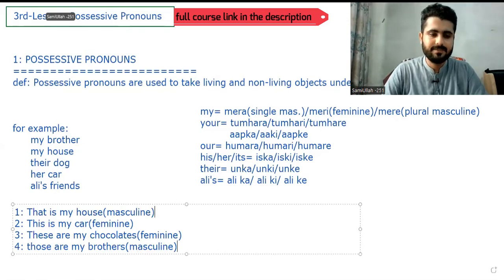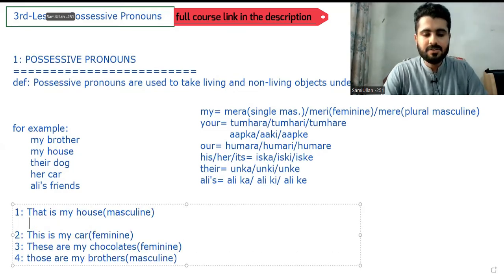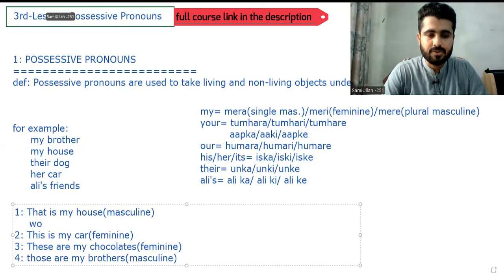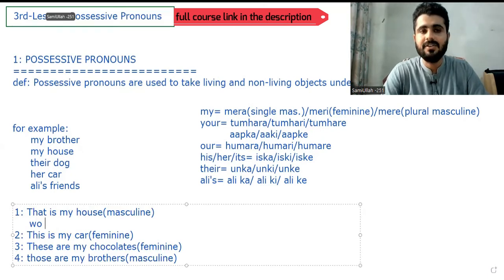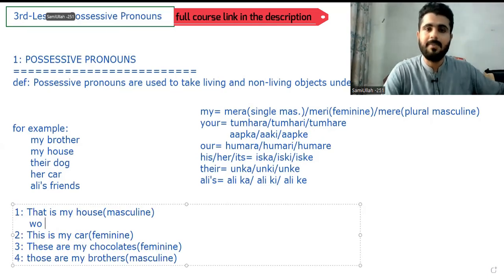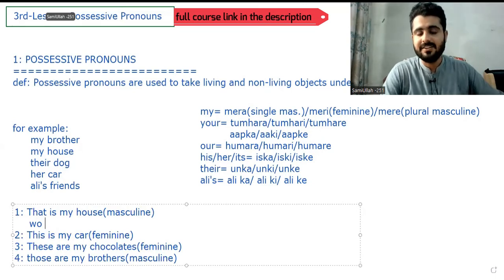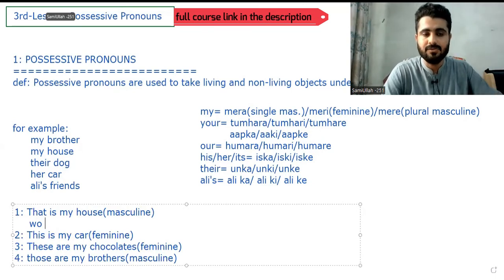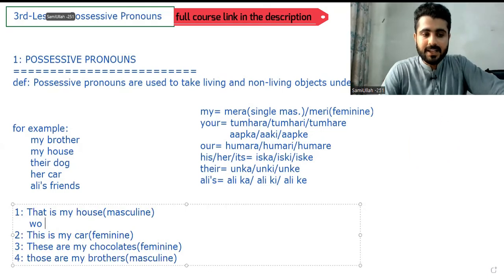Let's convert the first one. That means wo. Now my house. Remember, I gave you the rule that keep the subject first, that, then reverse the sentence. There is a phrase, my house. We are not going to reverse it word by word, that we keep house first, then my. No, my house is a single phrase, just like one phrase is combined. These two words are one. So we will keep it together.